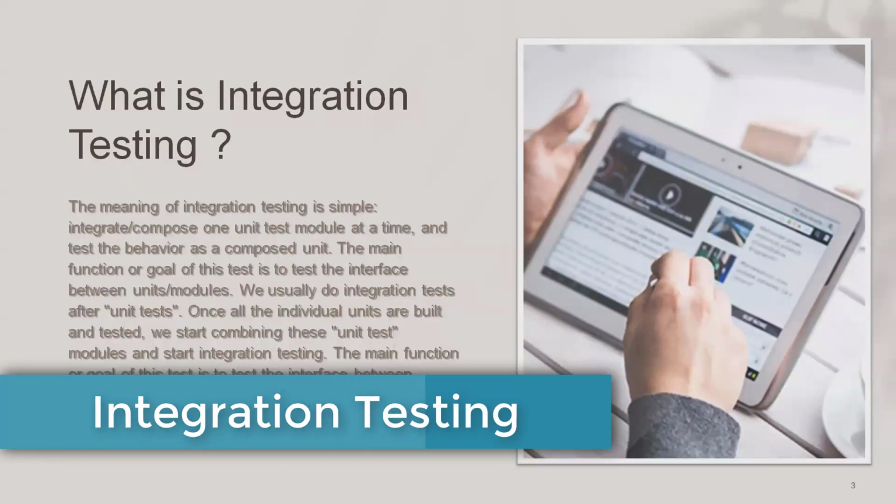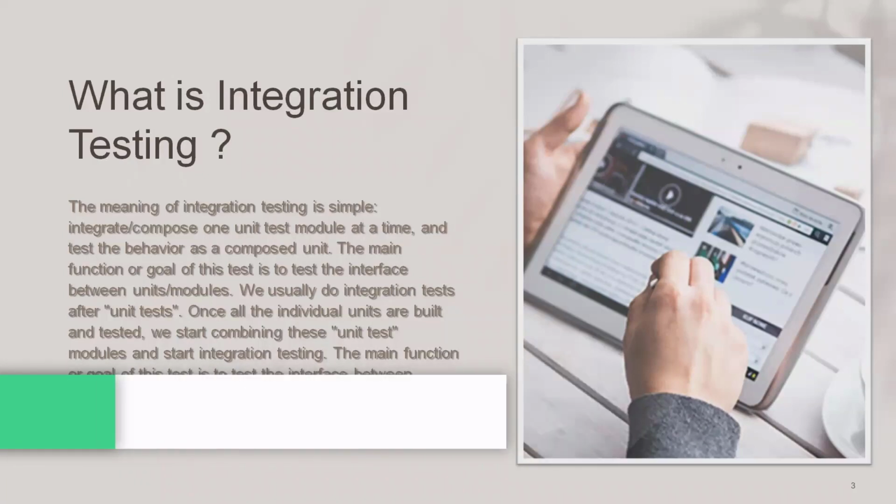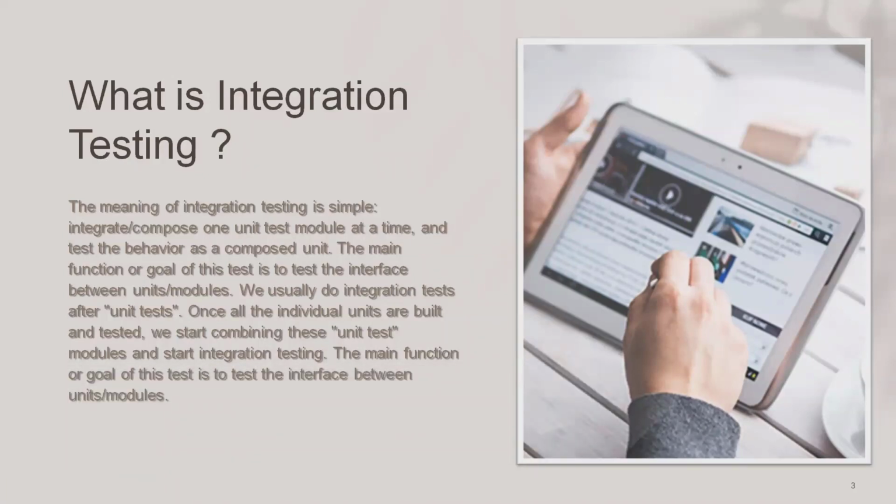So first of all, what is integration testing? The meaning of integration testing is simple: integrate or compose one unit-tested module at a time and test the behavior as a composed unit. The main goal of this test is to test the interface between units or modules. We usually do integration testing after unit testing. Once all the individual units are built and tested, we start combining these unit-tested modules and start integration testing.